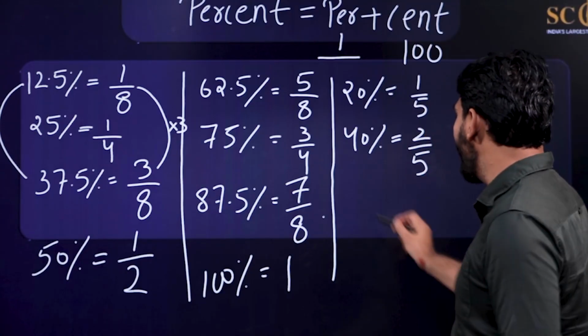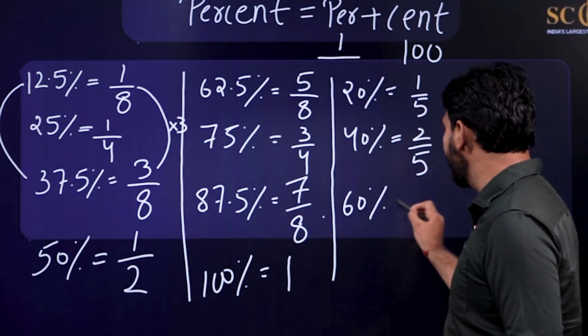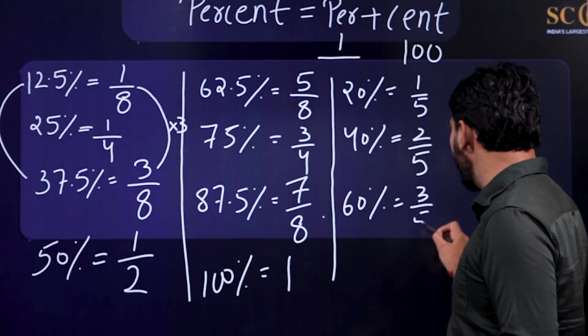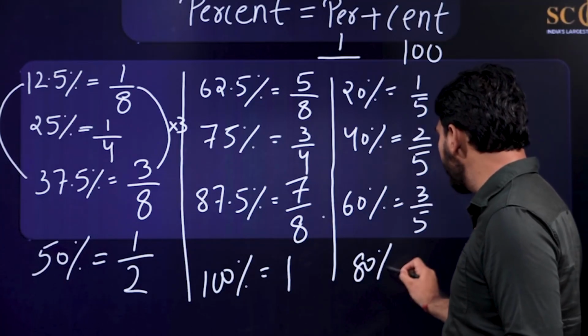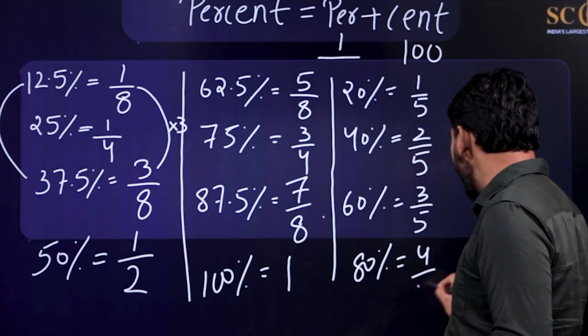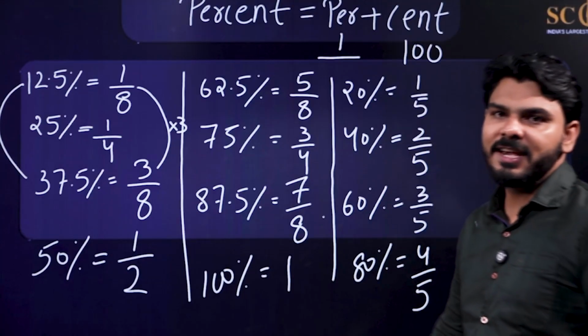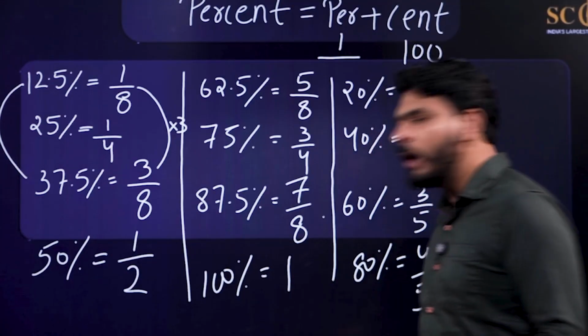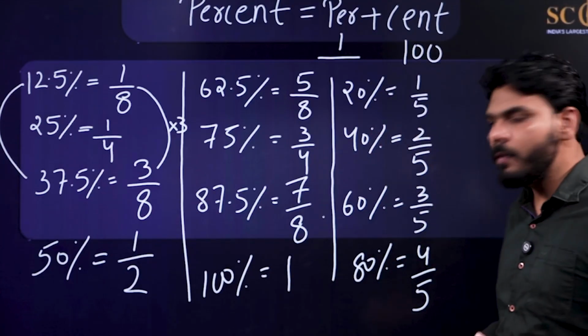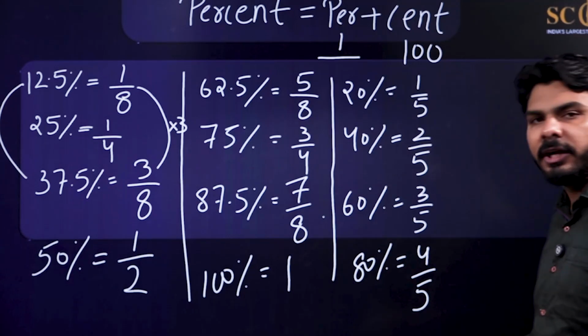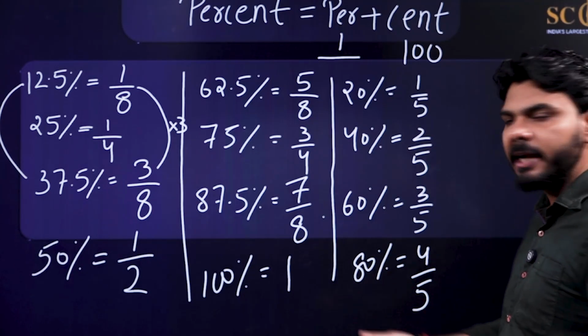So what is 60% equal to? 60% is 3 by 5. And what is 80% equal to? 80%, my dear agents, is 4 by 5. I think you have written all of these values. Now we can move on to our next slide. If you have not written it, you can pause the video and write it down.